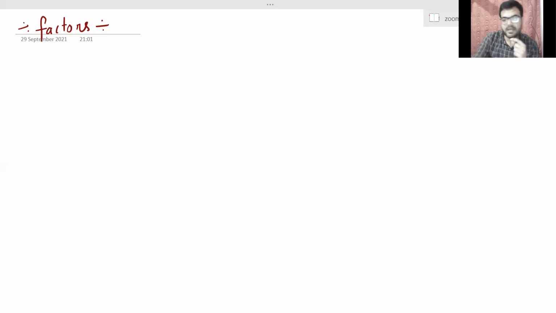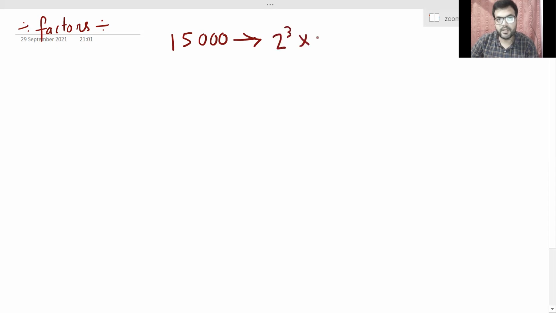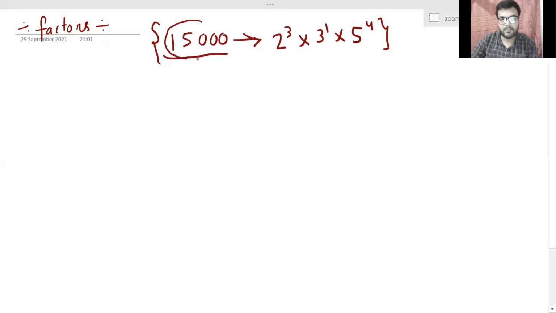So the number that we had taken was 15,000, right? And its prime factor format was what? It was 2 cube into 3 raised to the power 1 into 5 to the power 4. If you have seen my previous video, I had explained how to find out the prime factor format of any number. So I had taken this example of 15,000.